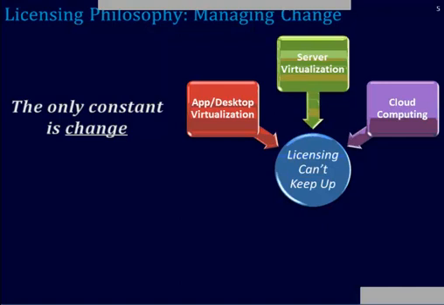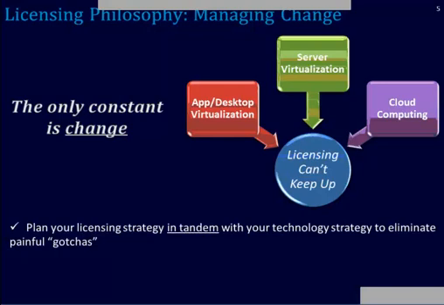And so in that matrix of change, we've come up with what we think are a few guiding principles for how to think about software licensing and software acquisition and technology strategy in that matrix. First and foremost is to plan your licensing strategy in tandem with your technology strategy to eliminate painful gotchas. Can't stress this enough. It's better now for all stakeholders in that decision to work together from the beginning. So it's procurement working with IT, working with contracts, working with finance, all of them working together in tandem to make sure you're covering this from every angle, because it has gotten so much more complicated.